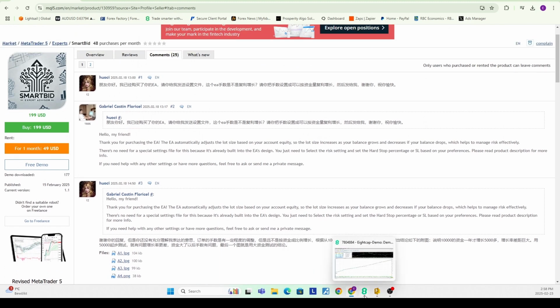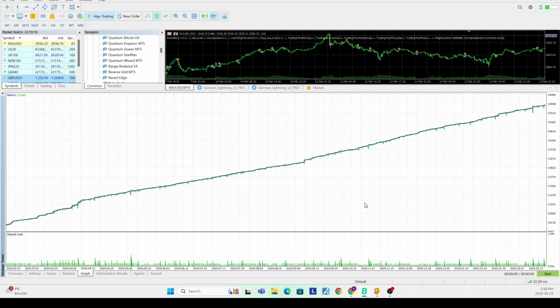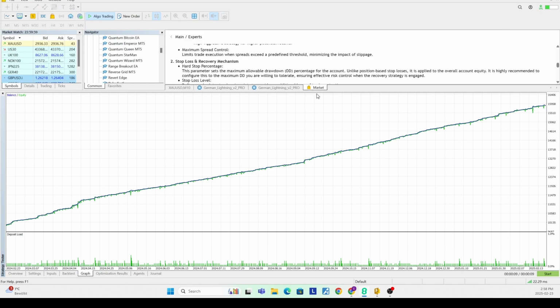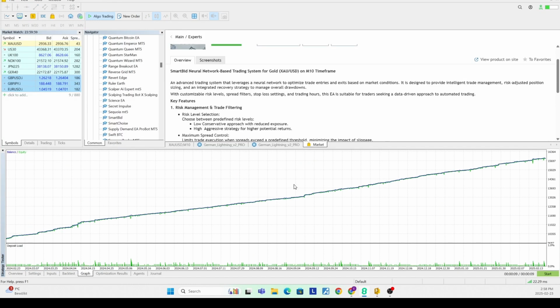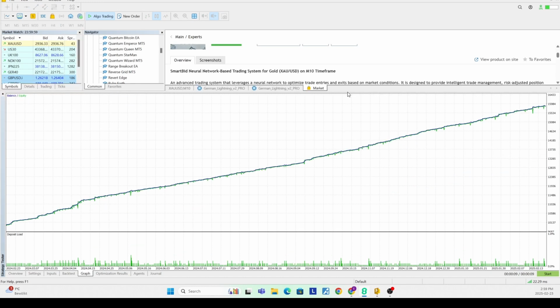So it's worth maybe diving here into our MT5, where I've taken the liberty of downloading the bot and running a quick backtest. And from what we can see, we have this absolutely gorgeous equity curve with some very small dips in the equity.